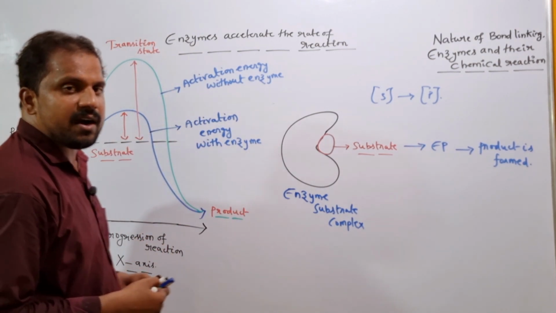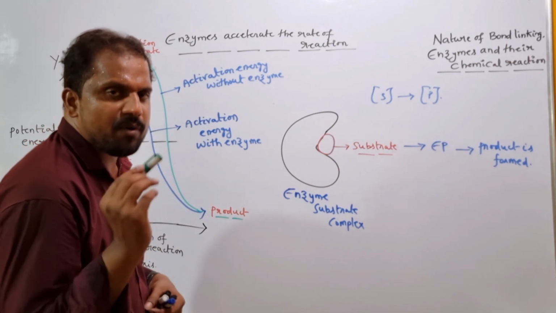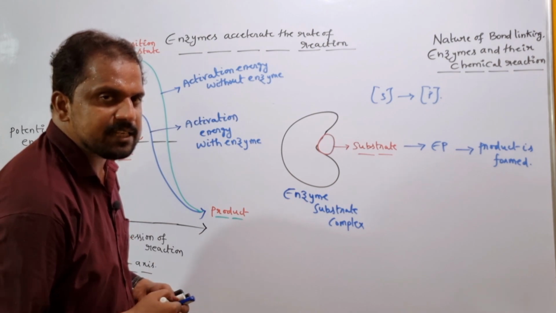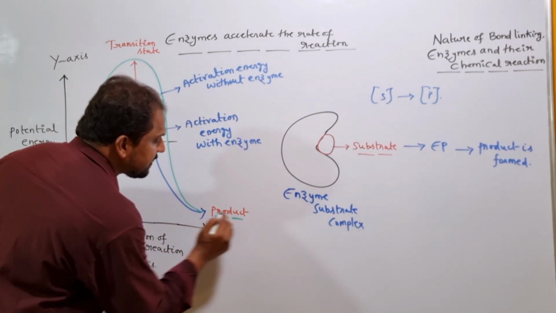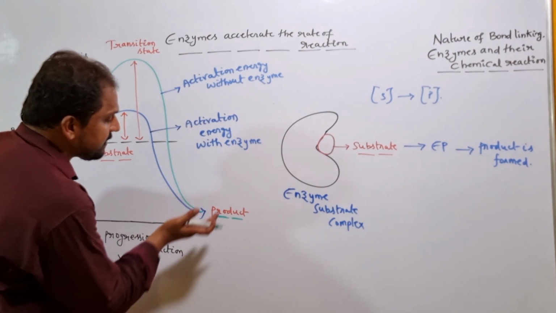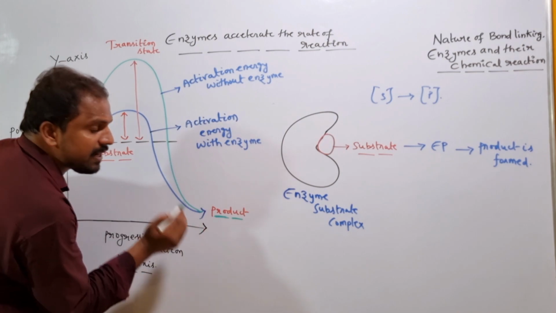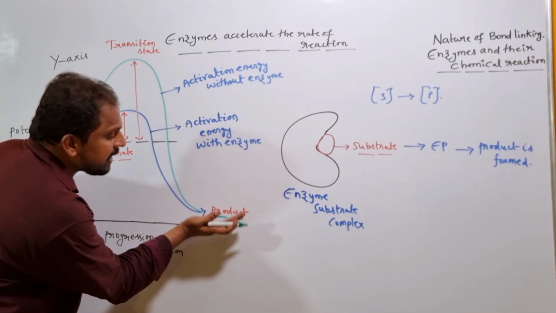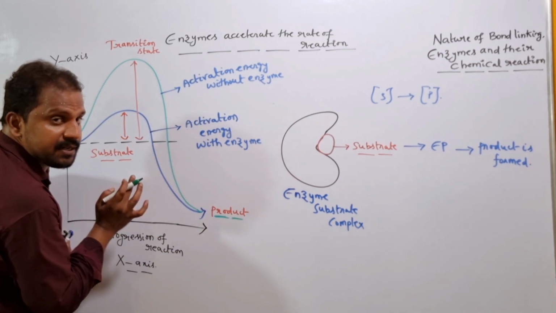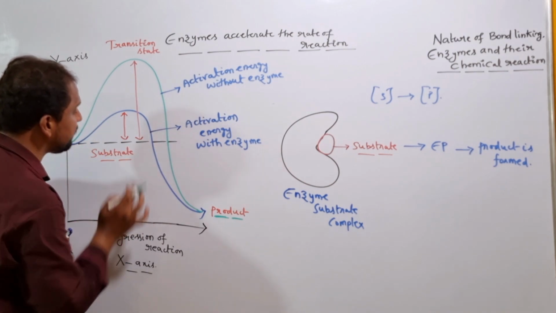So here we need to understand one key point. In nearly all spontaneous reactions, or exergonic reactions, the specific product which has formed always remains at the bottom. Is it clear? Always the product formed in spontaneous or exergonic reactions remains at the lower level in comparison with the substrate. The product P remains at the lower level in comparison with the substrate.